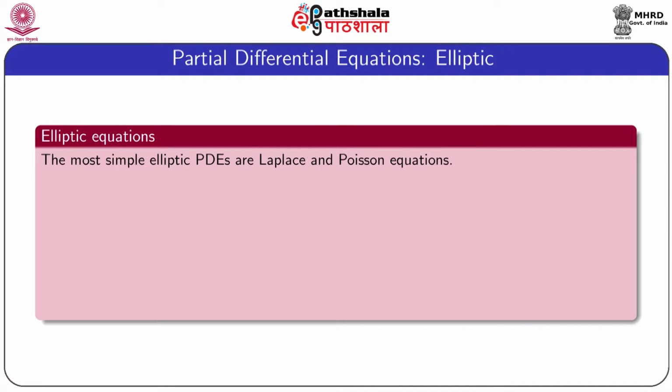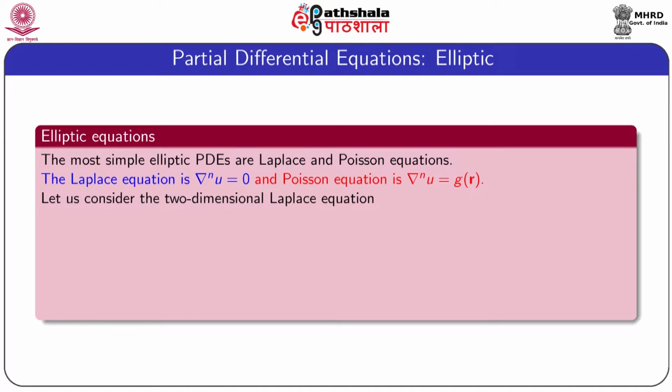In this module, we shall describe the explicit method to solve Laplace equation as well as Poisson equation. We have mentioned that the most simple elliptic partial differential equations are Laplace and Poisson equations. The Laplace equation is ∇²u = 0 and Poisson equation is ∇²u = g(r), where r is a vector containing the different space variables.